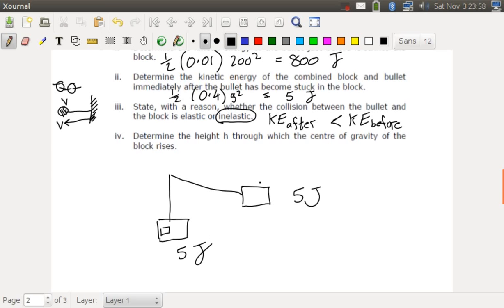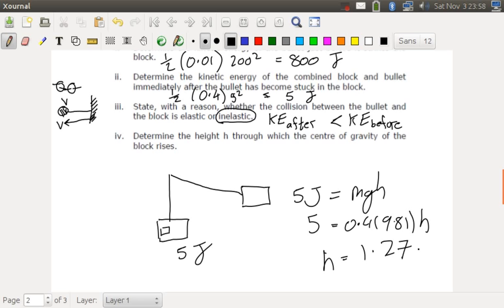But up here, it's at rest. So the energy must be in the form of potential energy, which is mgh. So we get 5 equals 0.4 times 9.81 times h. So we can calculate h, no problem here. 5 divided by 0.4 divided by 9.81. And we get h is 1.27 meters.